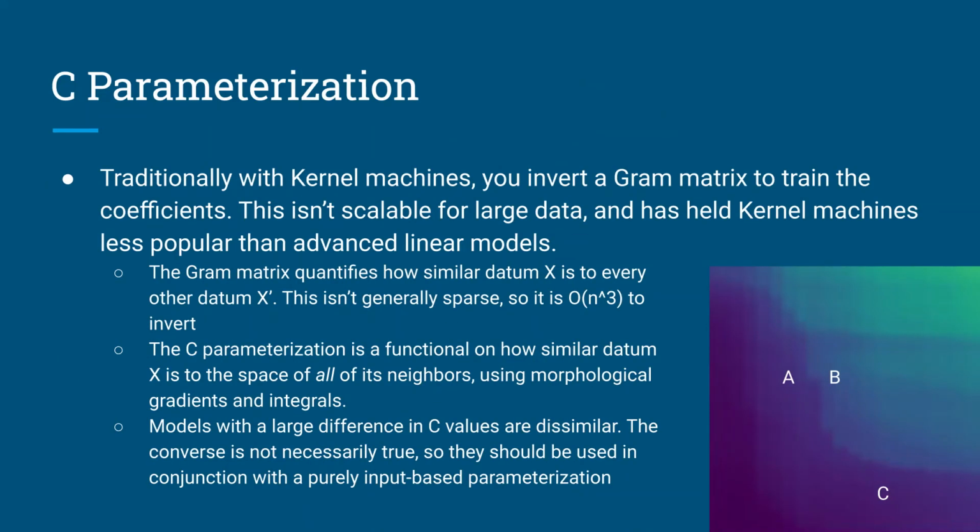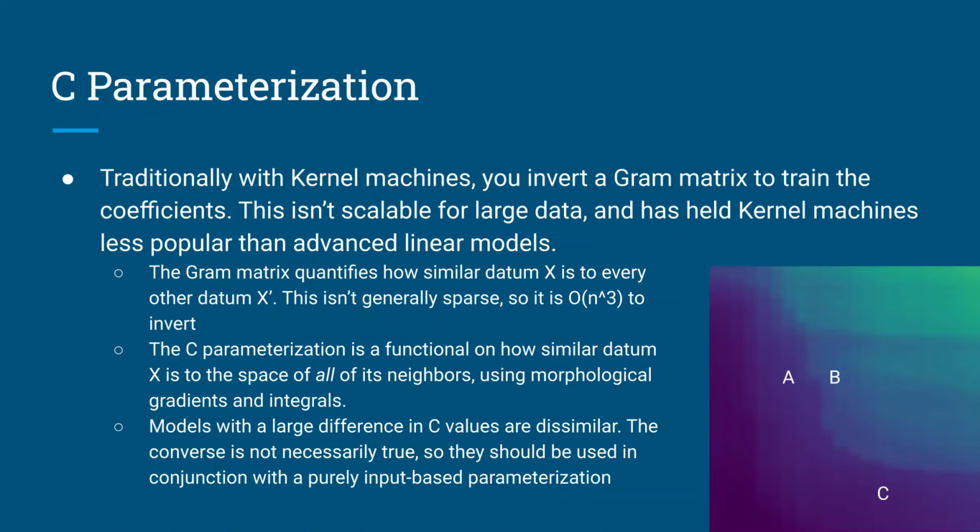In antiquity, kernel learning is trained by inverting the Gram matrix. The Gram matrix is the covariance of how similar x_i is to x_j for all pairs. This can be very computationally costly because the Gram matrix is not sparse. In contrast, the C parameterization is a measure of how similar x_i is to the overall functional space that generates the trusses.